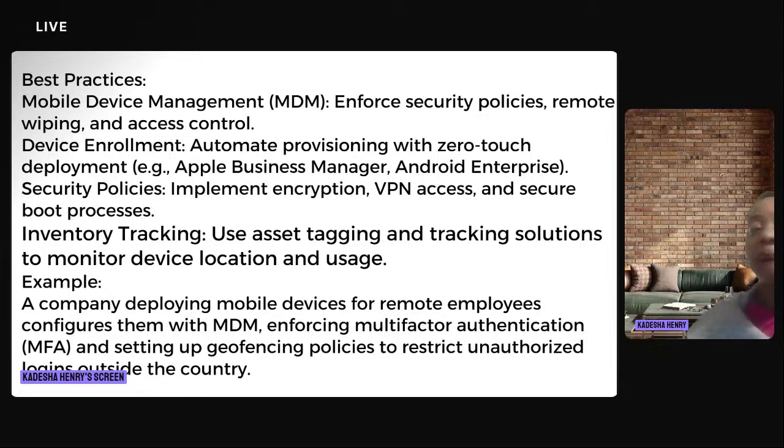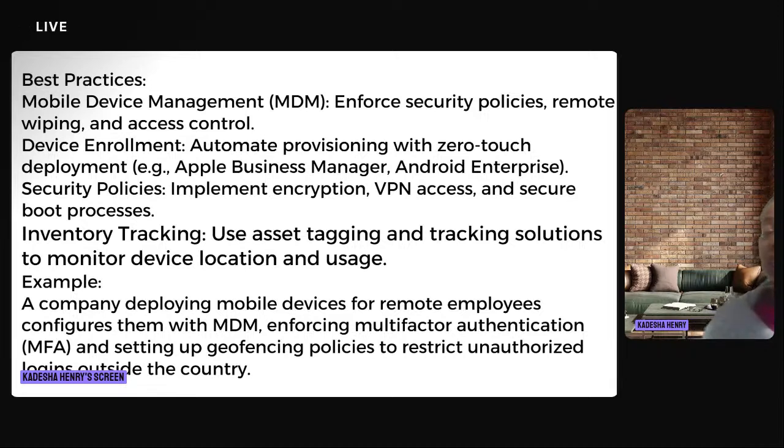And if they give you their device and they see that you are a threat, they can stay where they are and remotely wipe that device out, right, from right where they are. Device enrollment has to do with automatic provisioning with zero touch deployment, Apple Business Manager, Android Enterprise. All of those have a device enrollment aspect. Security policy: implementing encryption, VPN access, and secure boot process.